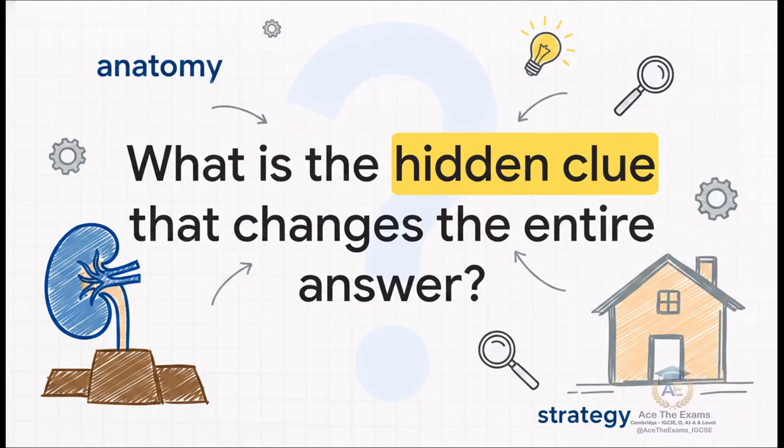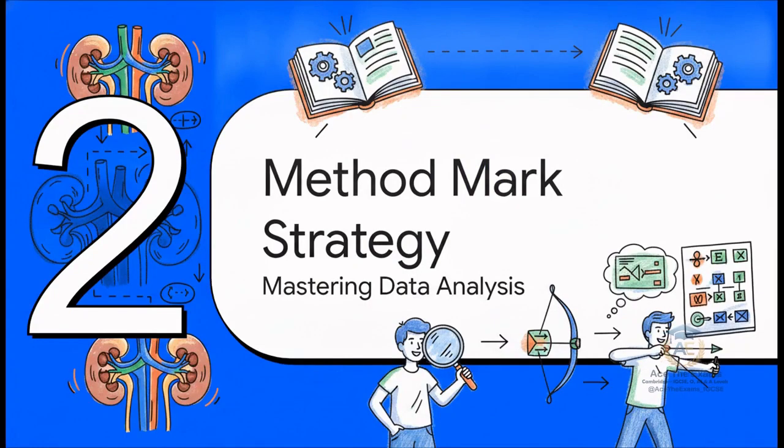So you've got the anatomy down, but here is the massive catch. In just a second, I'm going to show you a hidden examiner clue that changes the answer completely. But you really needed that anatomical framework we just covered to make that clue obvious. The anatomy is your foundation, but the strategy, that's how you actually build the house. Which brings us to section 2, the method mark strategy.